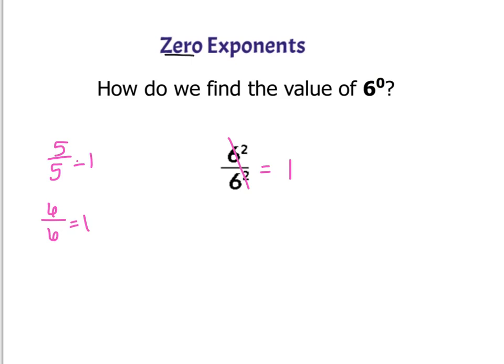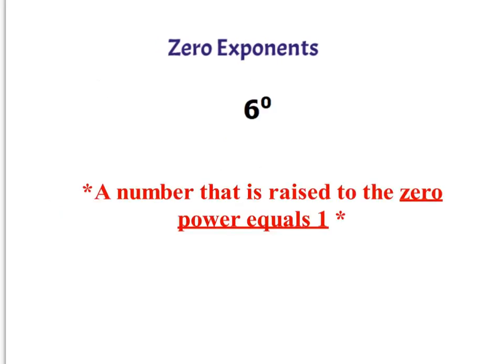If I use what I just learned today about exponents, 6 squared divided by 6 squared, my base stays the same and I subtract my exponents. 2 minus 2 gives me 0. So a number that is raised to the 0 power always equals 1. Again, a number that is raised to the 0 power is always equal to 1.